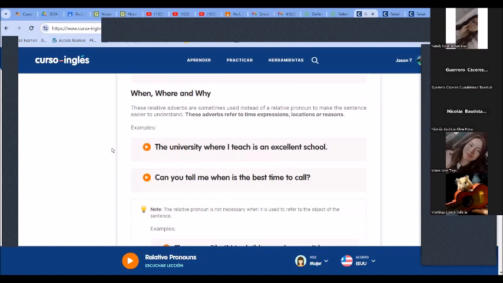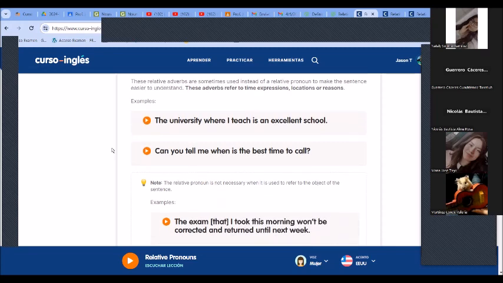Examples: The university where I teach is an excellent school. Can you tell me when is the best time to call? Good. So where will tell us some sort of location of the action to add clarification to our sentence. When will tell time, and why will tell reason. Right? So those are relative adverbs.